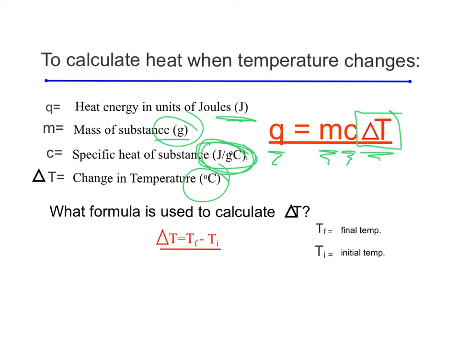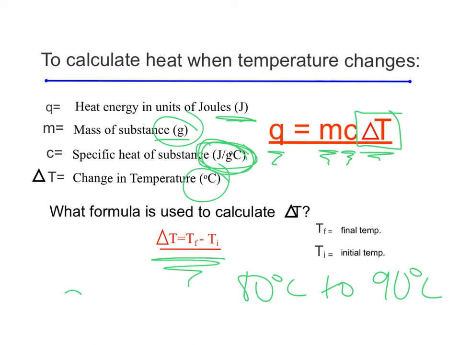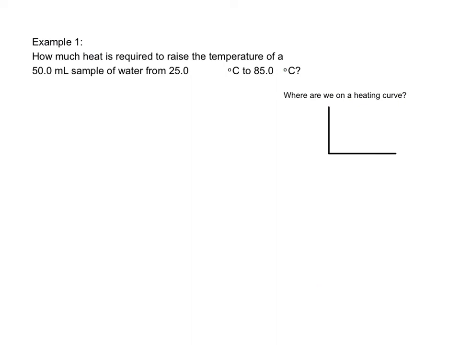To find the change in temperature, to find the change in anything really, it's final minus the initial. So if the temperature went from 80 degrees Celsius to 90 degrees Celsius, to find the change in temperature, you would take 90 minus 80, right? It changed by 10 degrees. So let's look at an example.